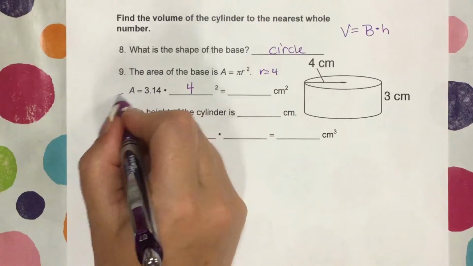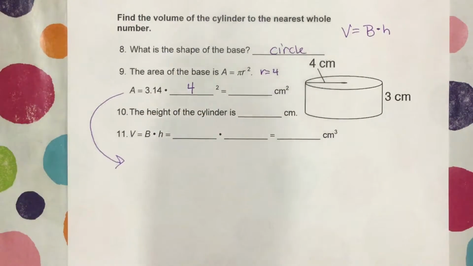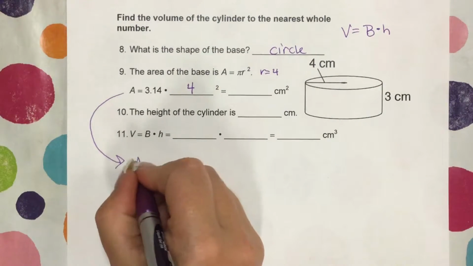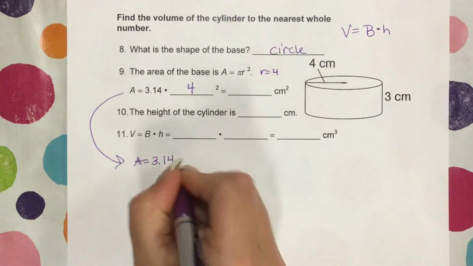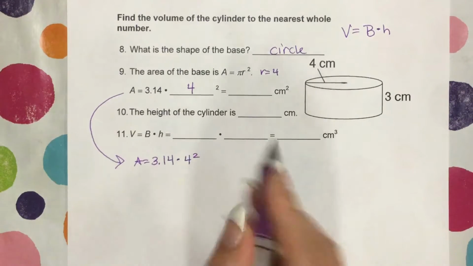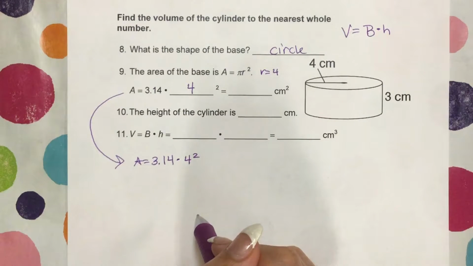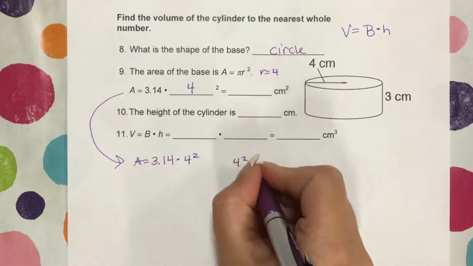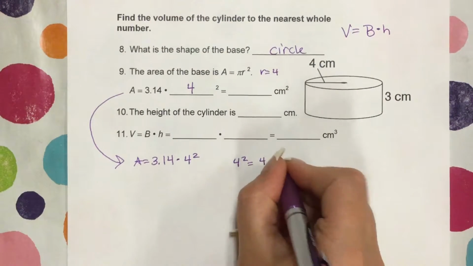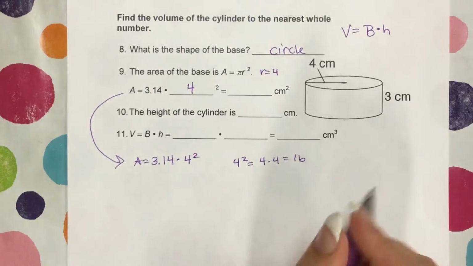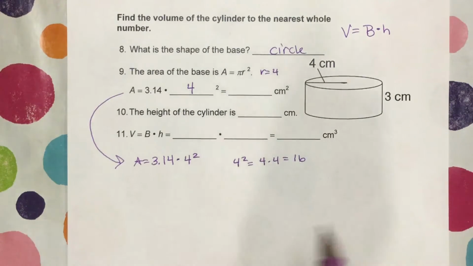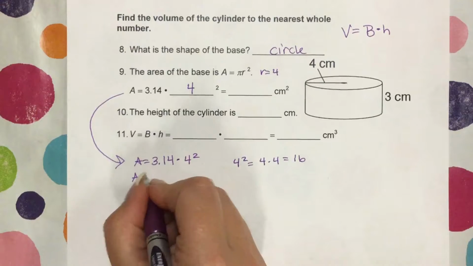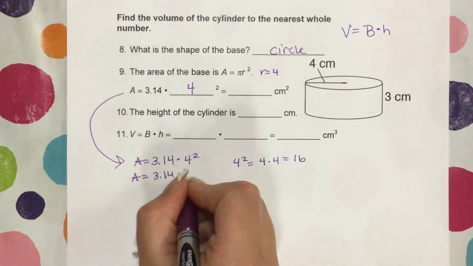And I'm actually going to just take this down here so I have a little bit more room to work. So we have area equals 3.14 times 4 squared. I have to do the order of operations, which says I have to do the exponents first. So 4 squared is the same thing as 4 times 4, which is 16. So I'm going to substitute 16 in for 4 squared. So area equals 3.14 times 16.